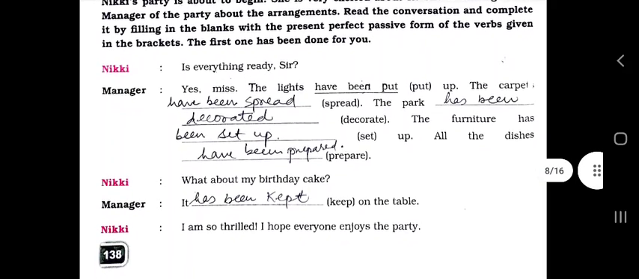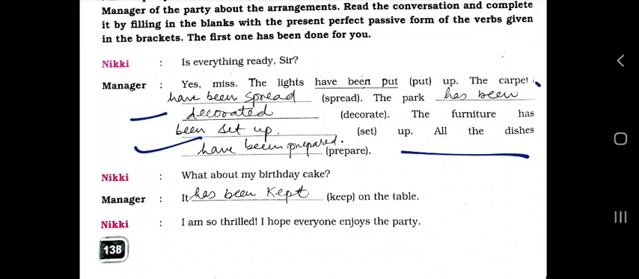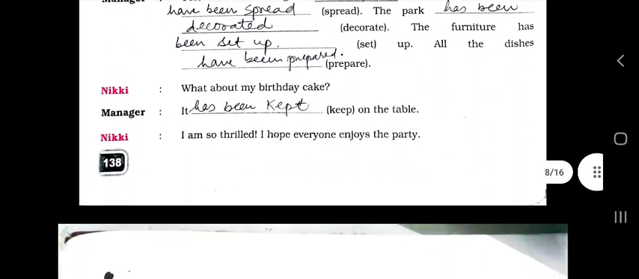Nikki: Is everything ready, sir? Manager: Yes, miss. The lights have been put. The carpets have been spread. The park has been decorated. It is carpets, that's why it is have. The furniture has been set up. All the dishes have been prepared. Nikki: What about my birthday cake? Manager: It has been kept on the table. Nikki: I am so thrilled. I hope everyone enjoys the party.